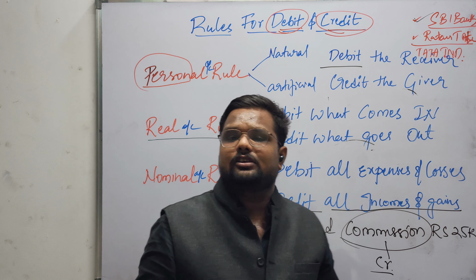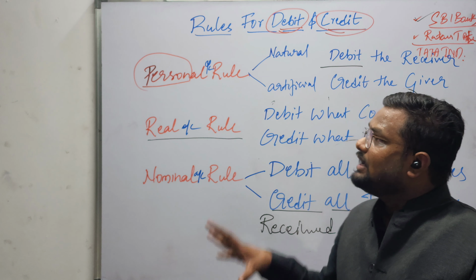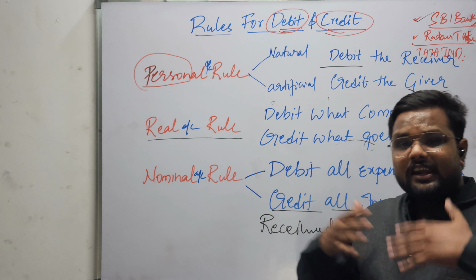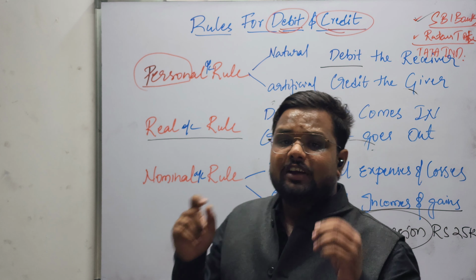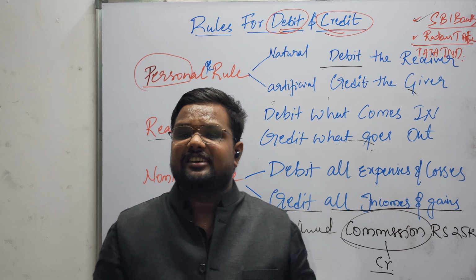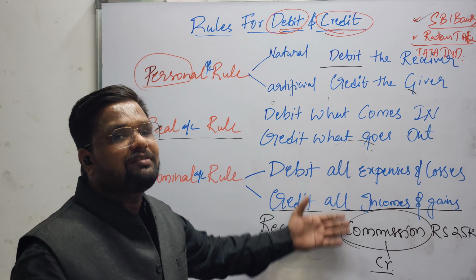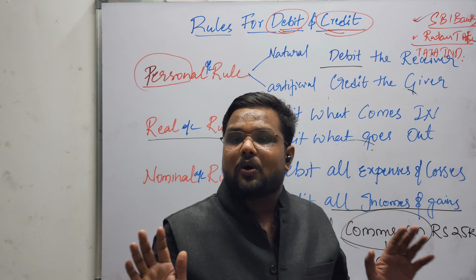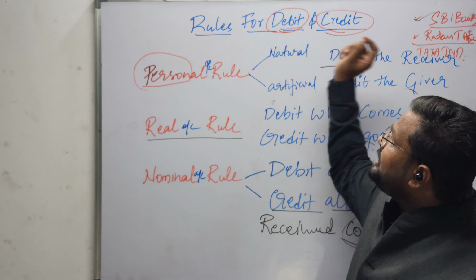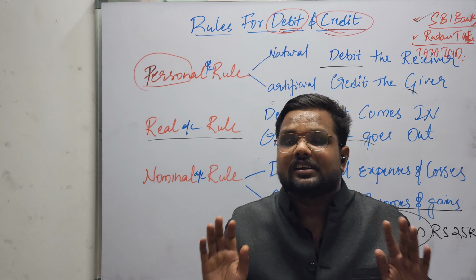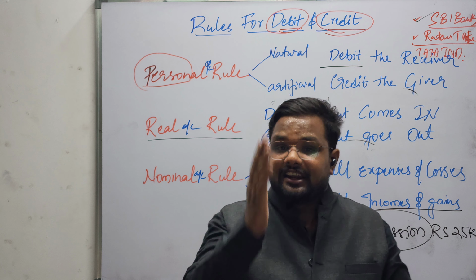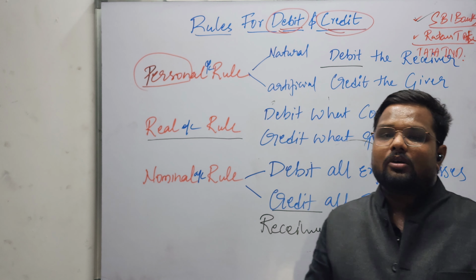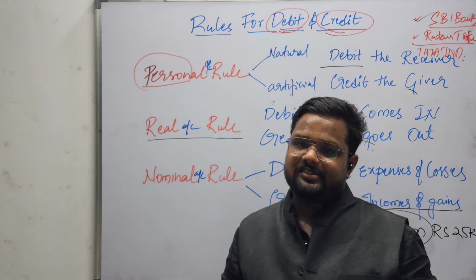So only this is to be remembered in this concept, just the rules. In the next session of accounts, we will be trying to prepare the journal entries with the help of these golden principles. In preparing the journal entries, without these rules for debit and credit, we can't prepare the journal entries. So get ready with these three rules, personal, real, nominal, for preparing the journal entries.